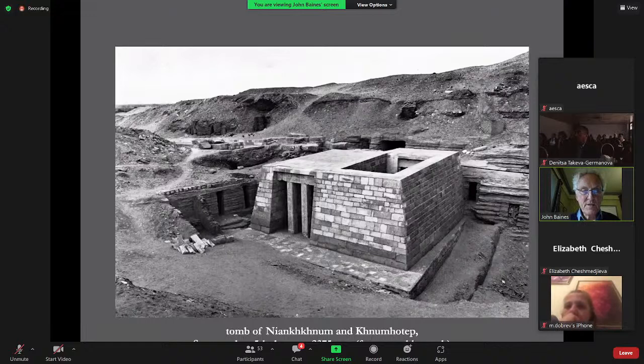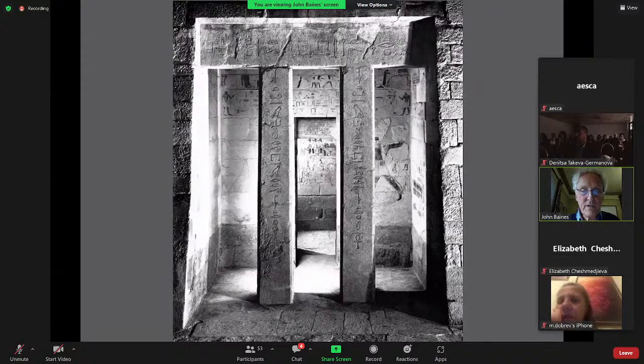Here is the tomb of Niankhkhnum, which is pretty much the same date as those last images. Niankhkhnum and Khnumhotep, it's been reconstructed. Its exterior areas have, but the interior is quite well preserved. And there is the entrance. And you can see these reliefs as you go into the tomb.